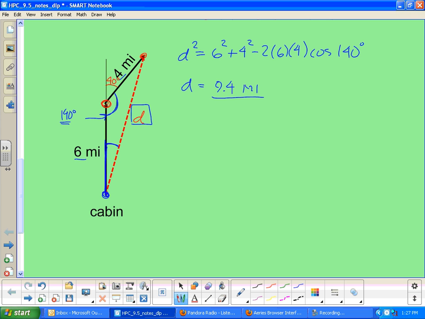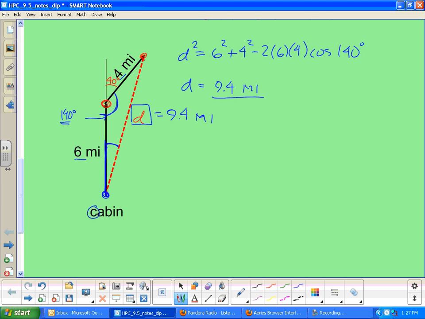Right? So connect the dots. And that's the distance that we just found of 9.4 miles. But we need to find out this angle here. We'll call this angle C since we're at the cabin. So now, how do I do that? How do I find this angle of that little triangle?